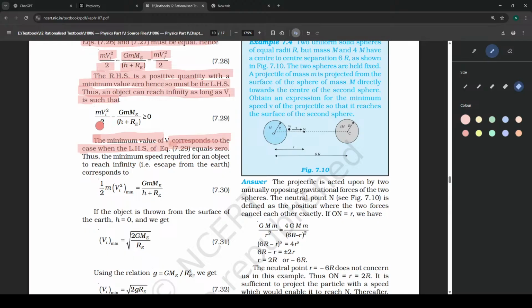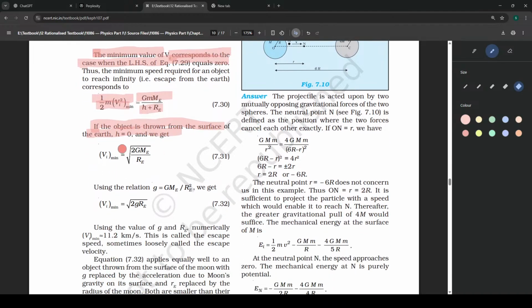So basically, the minimum kinetic energy will be equal to 0. That means half m v initial squared is equal to G M_E m by (h plus R_E). If the object is thrown from the surface of the earth, h equals 0, then we will get that the minimum escape speed is equal to root of G M_E by R_E.